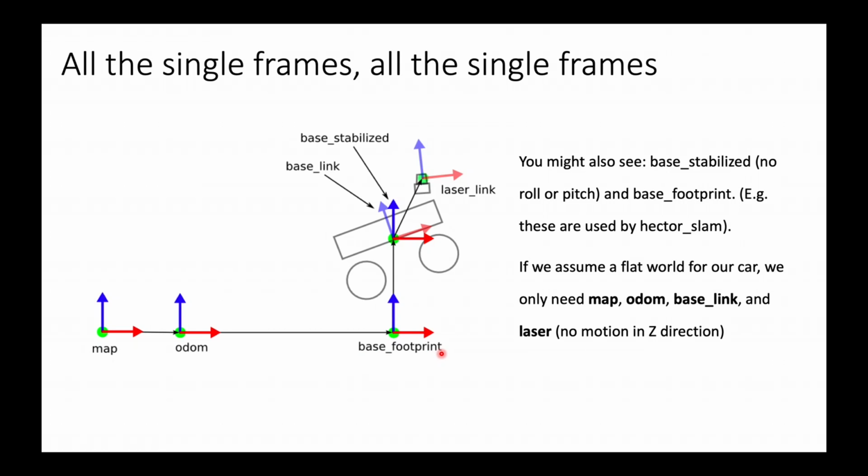So this is just more of a FYI information rather than something that we will deal with during our simulations. So if we use a flat world, as it says, we only need map, ODOM, base link, and laser. There's no motion in the z-axis.